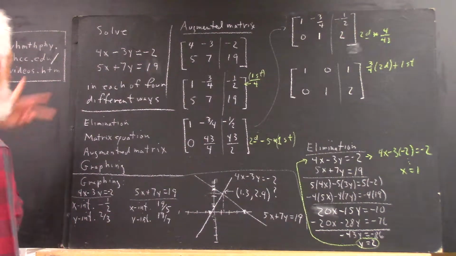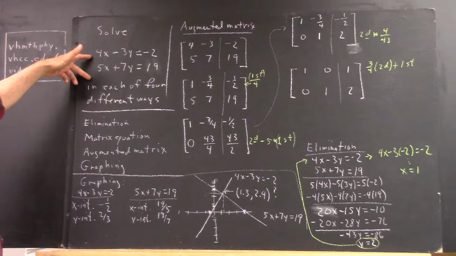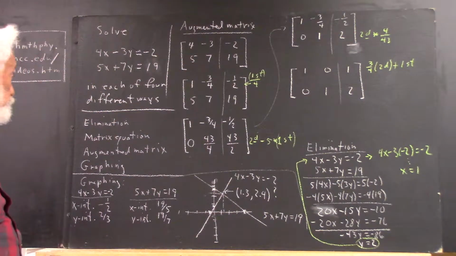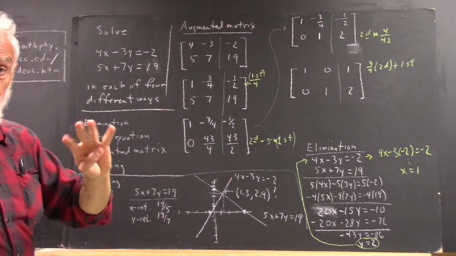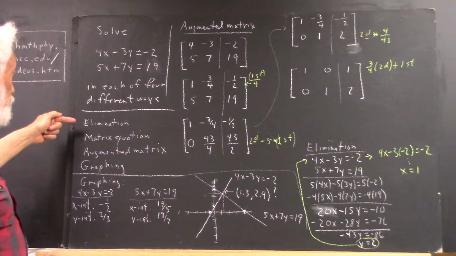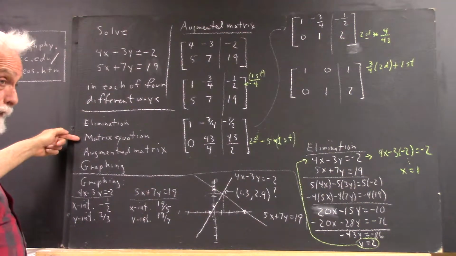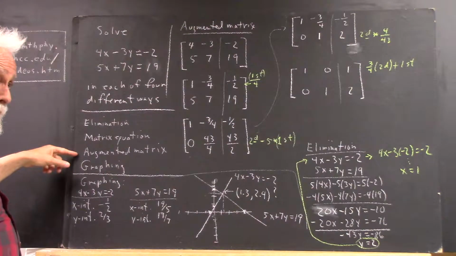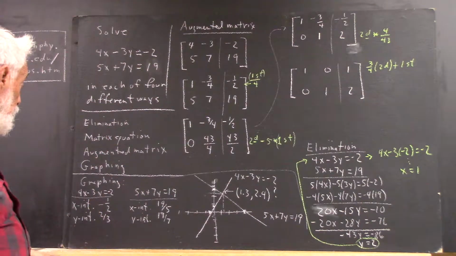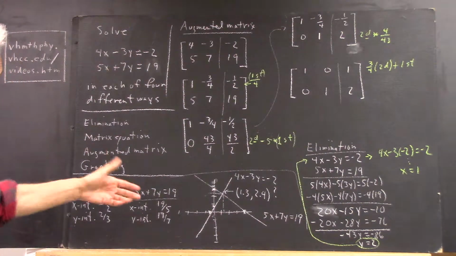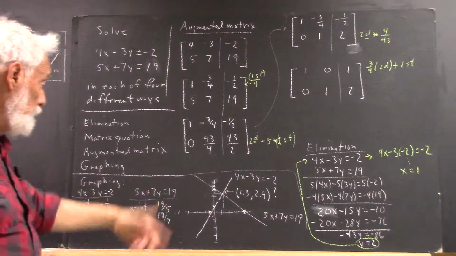We have a system of equations, and our task is to solve them in each of 4 different ways. Okay. What are the 4 ways in which we can solve a system of equations? We can solve by elimination. We can solve as a matrix equation using the inverse. We can solve as an augmented matrix using row reduction, or we can solve by graphing. Okay, so if we solve by graphing, let's just start out with graphing.